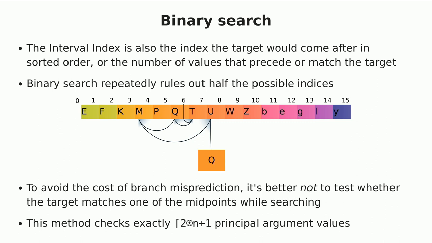The name for interval index comes from the idea that this principal argument here splits the space of all arrays you might consider into intervals. So there's the interval that starts at k and ends right before m, the interval that starts at m and ends before p, and so on. And two other special intervals, the one that starts at y and doesn't end, and the one consisting of everything before e. You just want to know which interval it falls in, and these intervals are sorted, so you want to know the index of that interval.